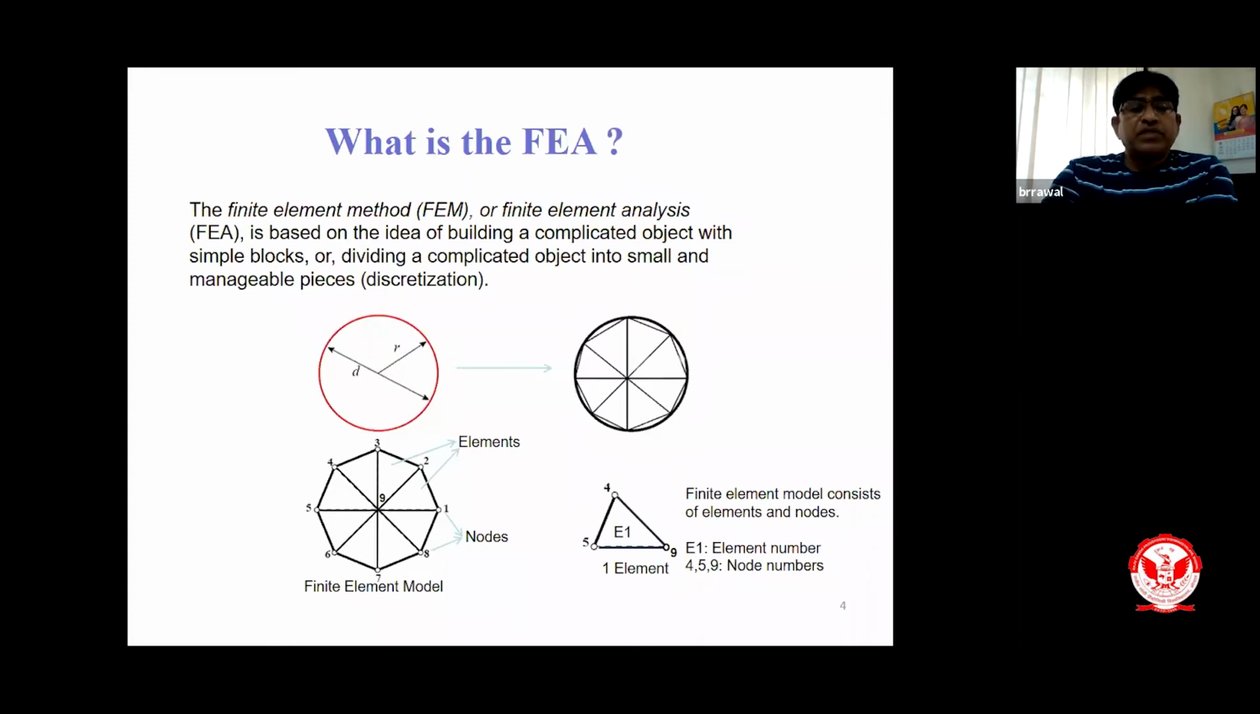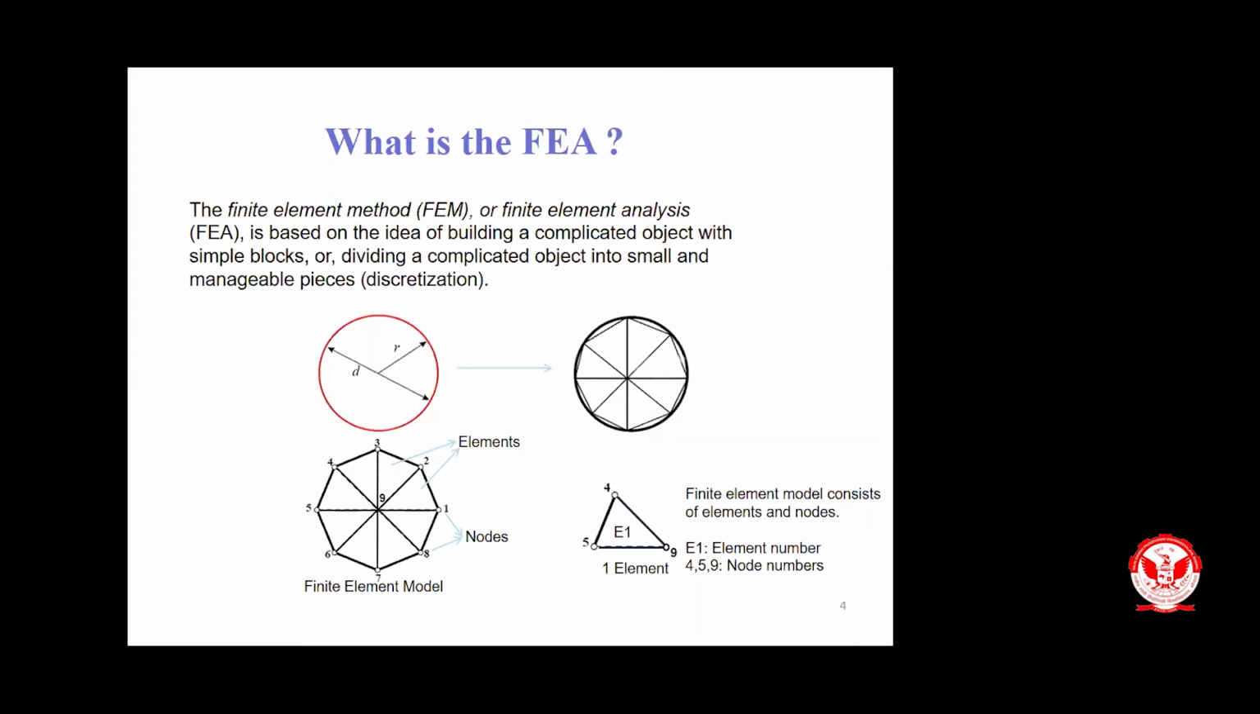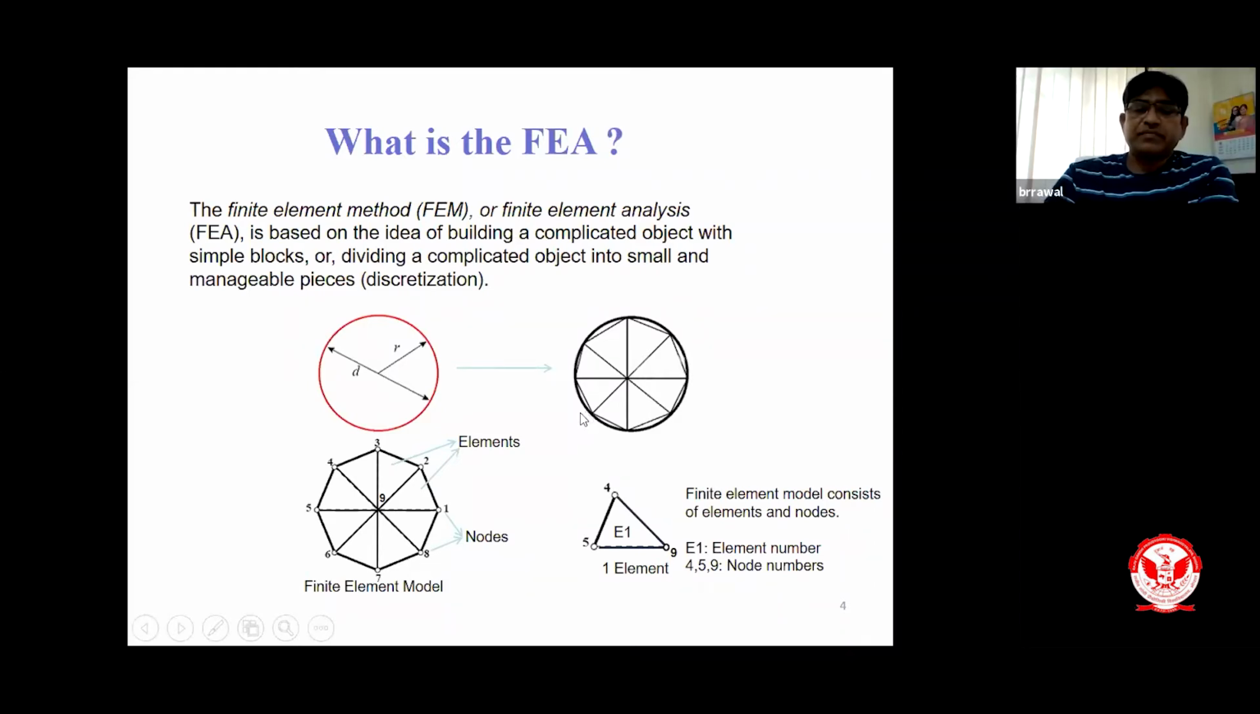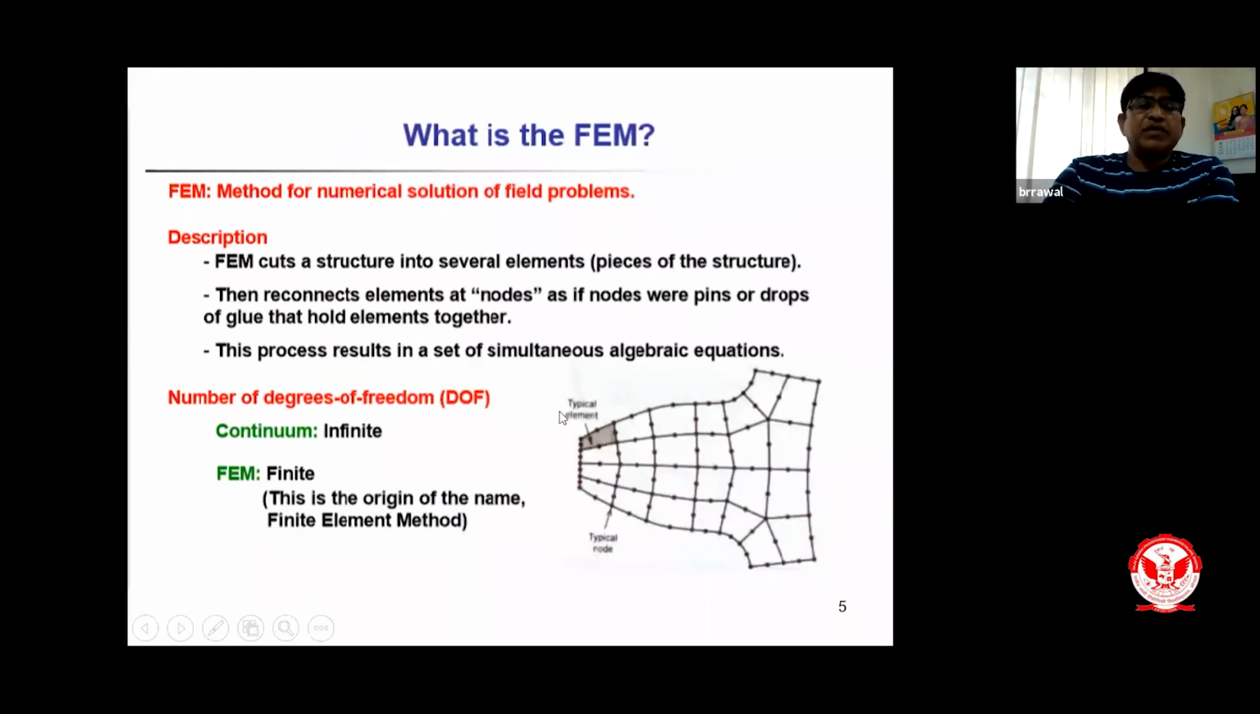And how do we approach the exact solution, the exact area? By increasing the number of triangles fitted in this circle. In the same way, if we want to find the exact solution of any geometry, then we have to increase the number of nodes. Now again, it's a numerical solution for a field problem, and it cuts the geometry into several elements like this. We have divided it into manageable pieces.